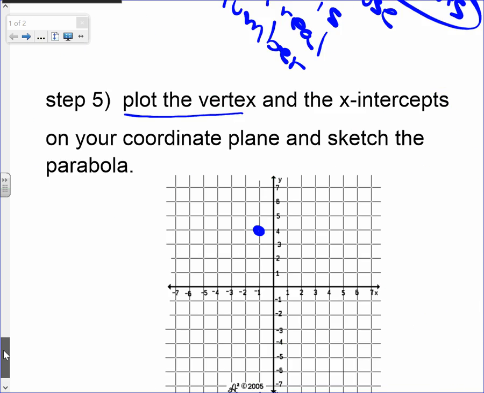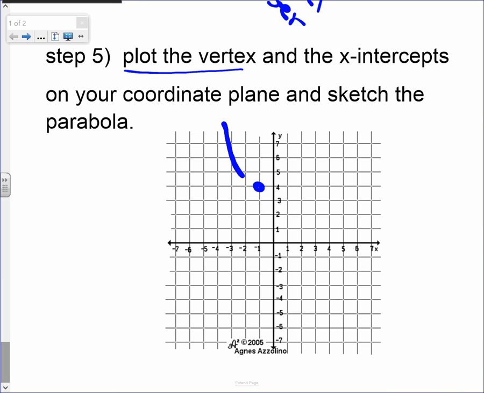So here's your parabola. Check it out. It opens up. Put arrows. It goes on infinitely. We just graphed the simple parabola. It didn't cross the x-axis, so it opens up because A is positive, and there's your vertex. We're rocking and rolling.